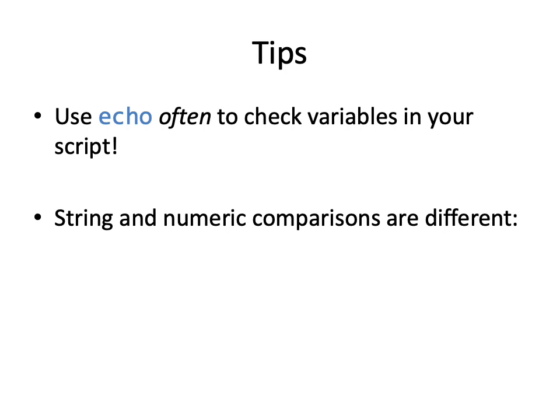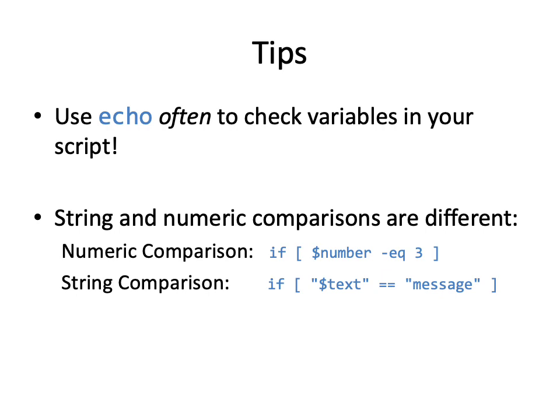Also, string and numeric comparisons are different. I'd encourage you to check out how to do that exactly. If you want to do a number comparison, for instance, in an if statement, you can do it like this: if, and then your variable called number equals 3, for example. But if you wanted to compare a string to another string, you should first of all surround them in double quotes, and then you can say if my variable called text equals, say for instance, message, whatever that message might be. This is how you would do it for a string comparison. And here you're using the double equal sign, whereas before you're using dash equal.